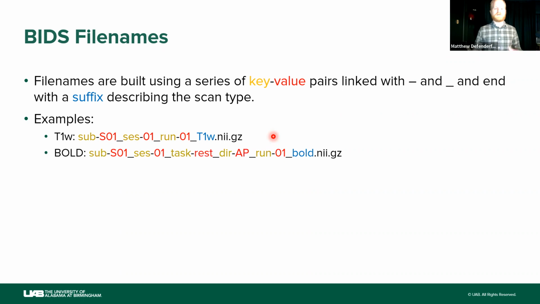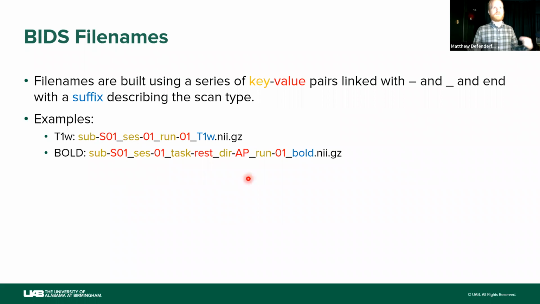A BOLD file name, so functional data, if you're doing a resting state functional scan, will have a very similar naming structure. So you have the subject key-value pair, the session key-value pair. For the functional scan, you need to include a task key as well as the name of what the task is. In this case, it's just resting state, so task-rest.